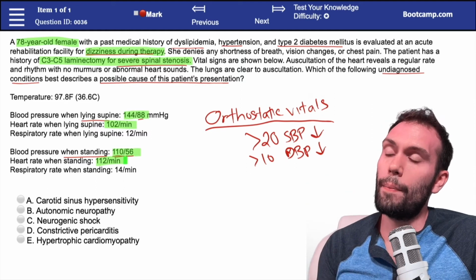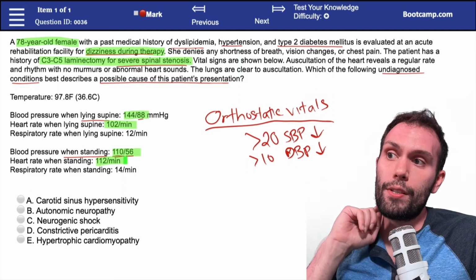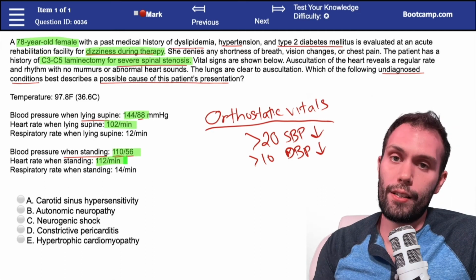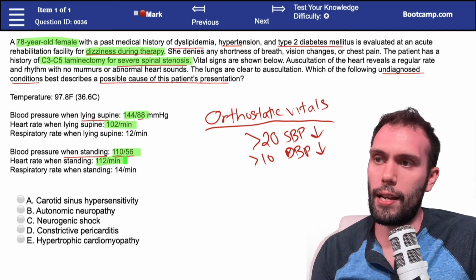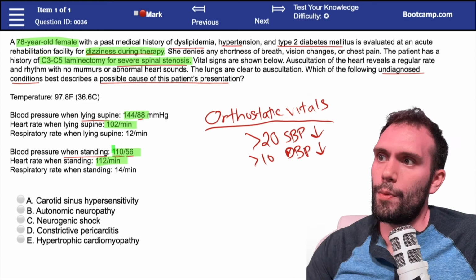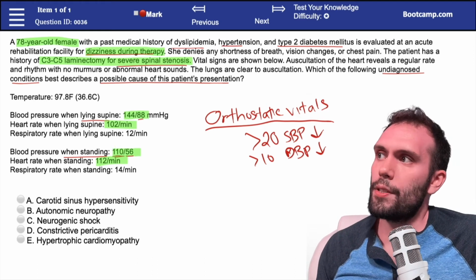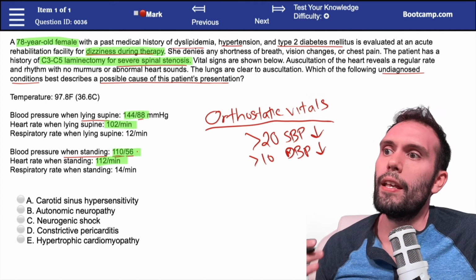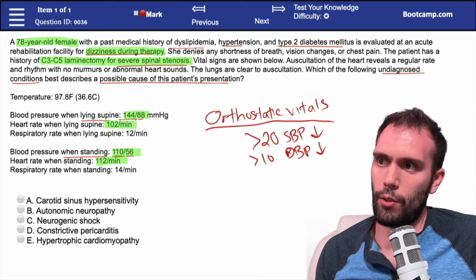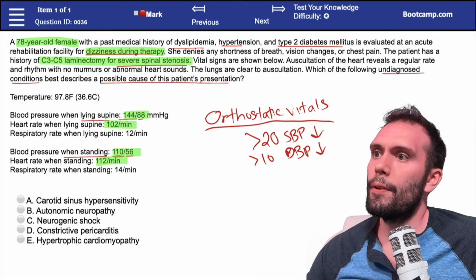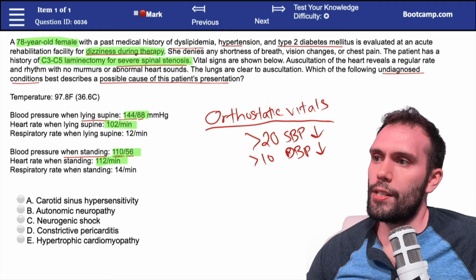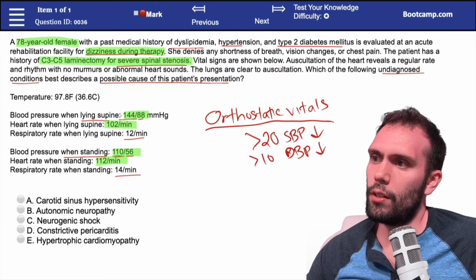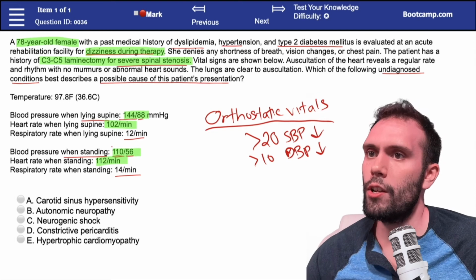That will cause a transient increase in the heart rate at the baroreceptors. Because as the pressure comes down, the baroreceptors are going to fire and increase the heart rate, causing a little bit of a reflex tachycardia. So that's what's happening when you go from a supine to a standing position. But in this patient in particular, the drop is more significant. They're having a much more significant drop when going from supine to standing. And the respiratory rate is just a little bit of additional information. It's not really going to change the answer here.